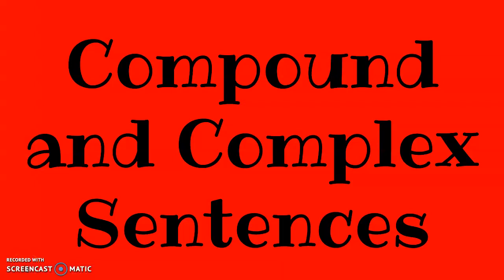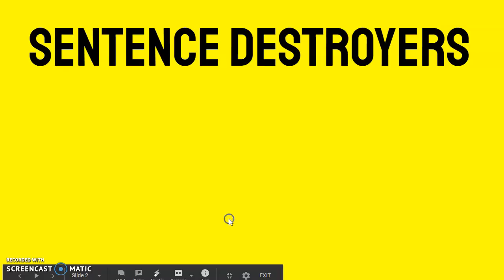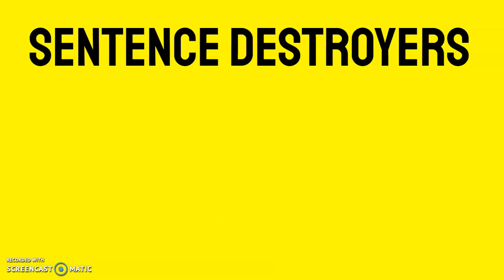We're going to be talking today about compound and complex sentences. So let's get started. Sentence destroyers. We're going to get into that in just a second. Writers often like to vary their sentence structure. This makes writing more enjoyable, interesting, and creative. Using complex sentences is one way to vary the sentence structure. Like writing a compound sentence, it involves combining sentences, but by using sentence destroyers. So we're going to get into the sentence destroyers.